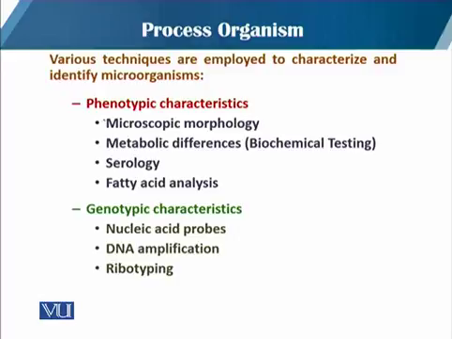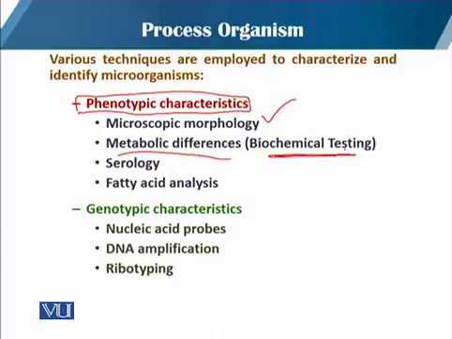The first choice is the phenotypic characteristics. Use of the phenotypic characteristics is a very conventional approach for identification, in which we use the microscopic morphology, metabolic differences, which we call biochemical testing or biochemical characterization. On the other hand, we can say physiological and biochemical characterization, serology, fatty acid analysis. So these are different aspects which we can identify and note while identifying any organism. So this is known as a conventional approach.